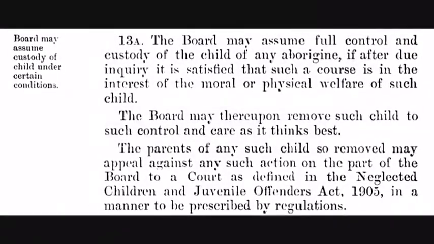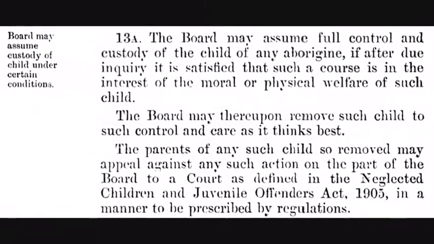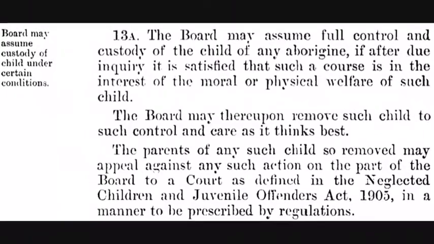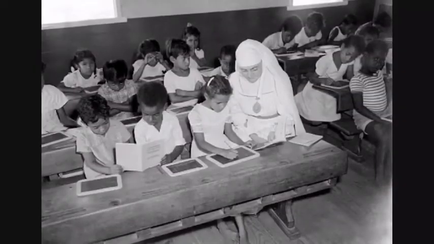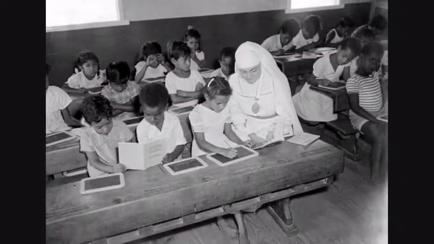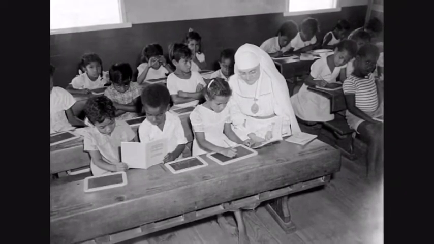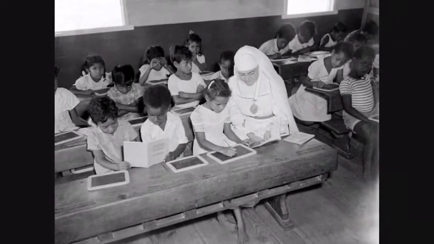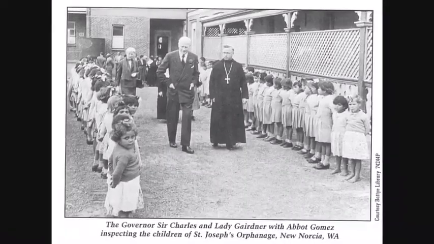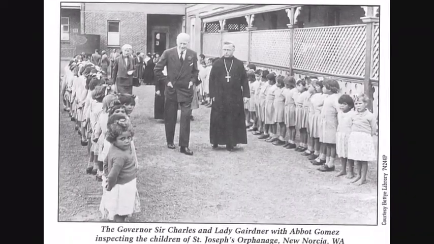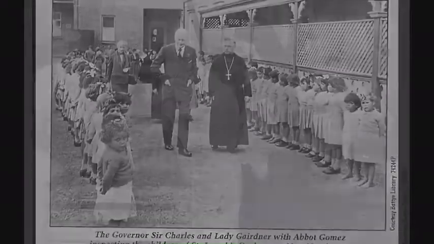The Aborigines Protection Amending Act was enacted in 1915, approximately 45 years after the Aboriginal Protection Act. The reasoning behind this act was to allow the board to assume full control of any Aboriginal child if they are seen as neglected. Many Aboriginal children that were taken away from their families were put in schools where they were taught to read, write, and practice Christianity. This is another example of Aboriginal children in their Christian schools.